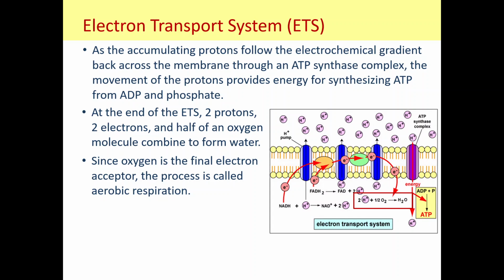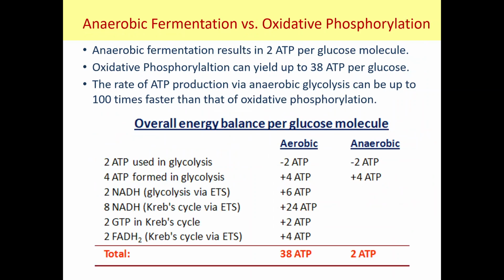Also, please recap what I had mentioned earlier. If oxygen is present, this process will be ended by oxygen as the final electron acceptor, and at the end more ATP would be produced. And this is a summarization, a comparison of aerobic and anaerobic respiration and the amount of ATP produced.